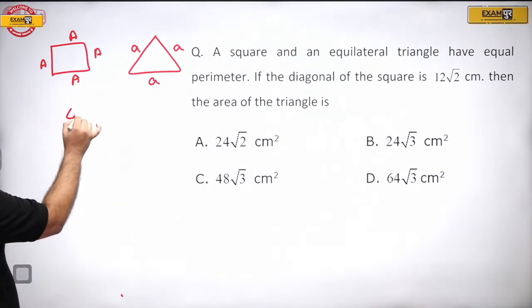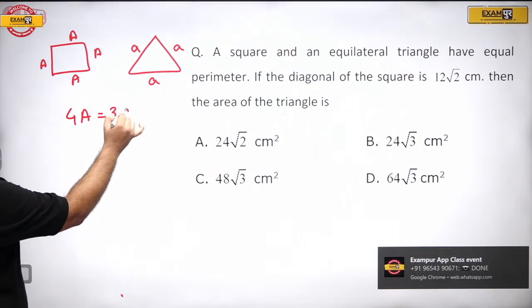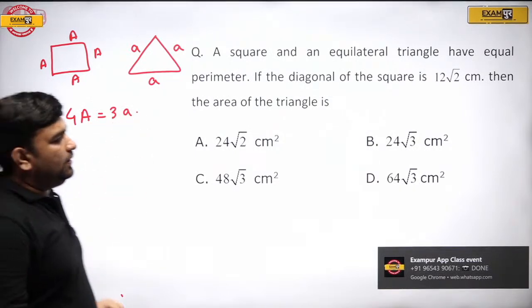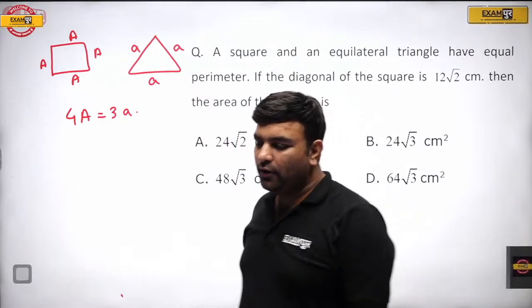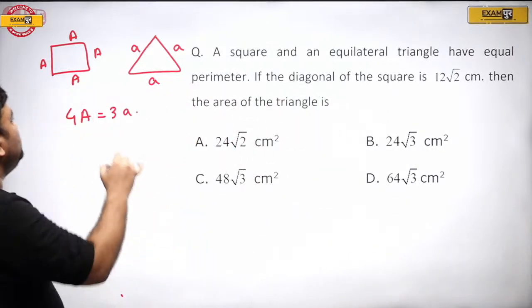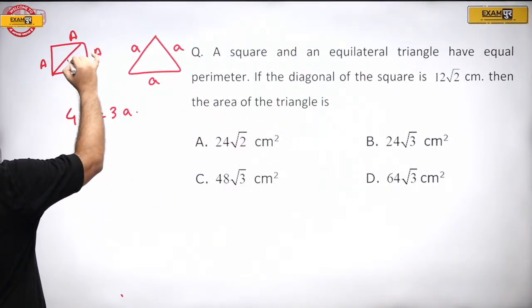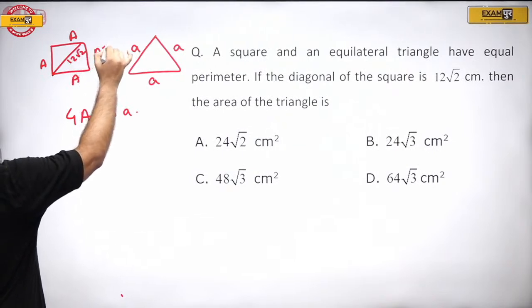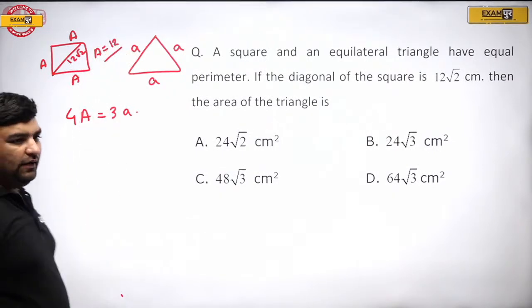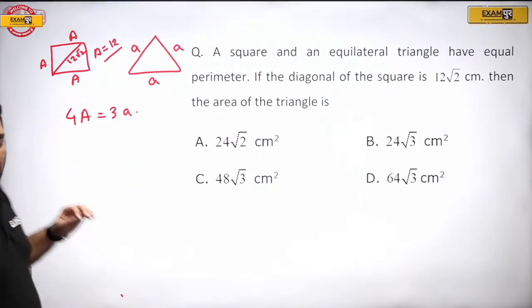So I can say 4 of capital A is equal to 3 of small a. Diagonal of the square is 12 root 2. If diagonal is 12 root 2, side is 12.